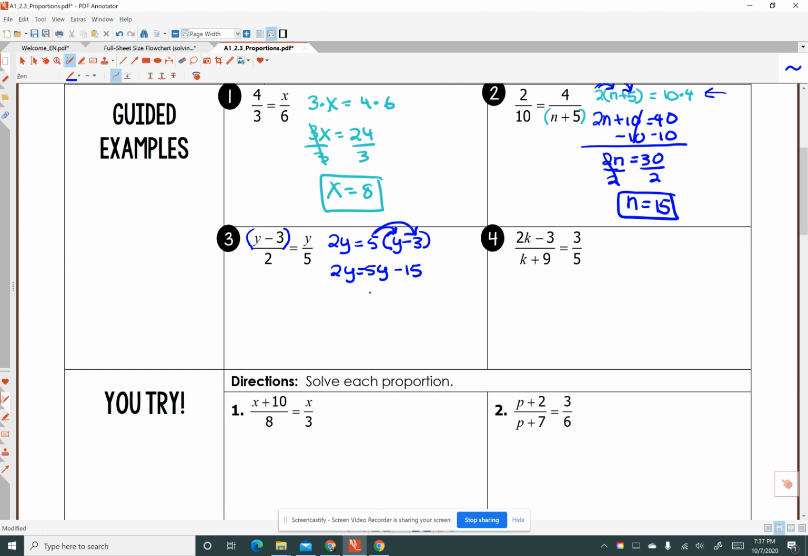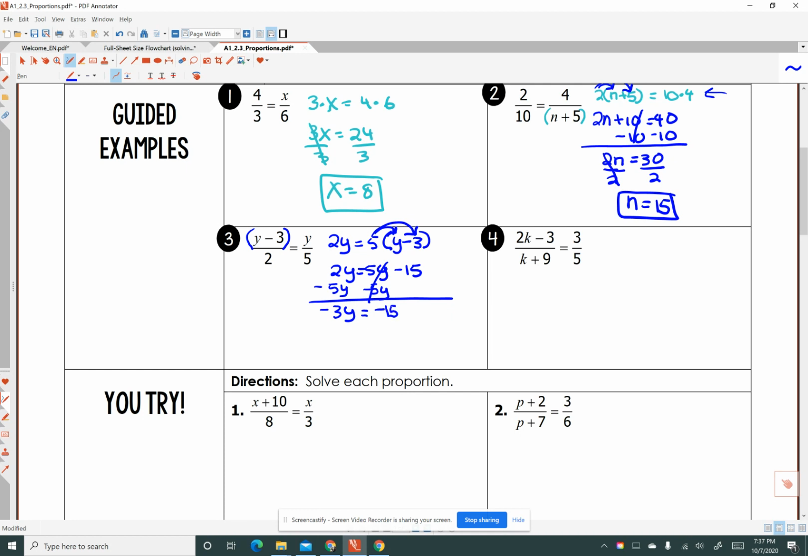So our next step, I think what I'm going to do is subtract 5y from both sides. So minus 5y, minus 5y. We're going to have negative y over here. We're going to have negative 3y equals negative 15.